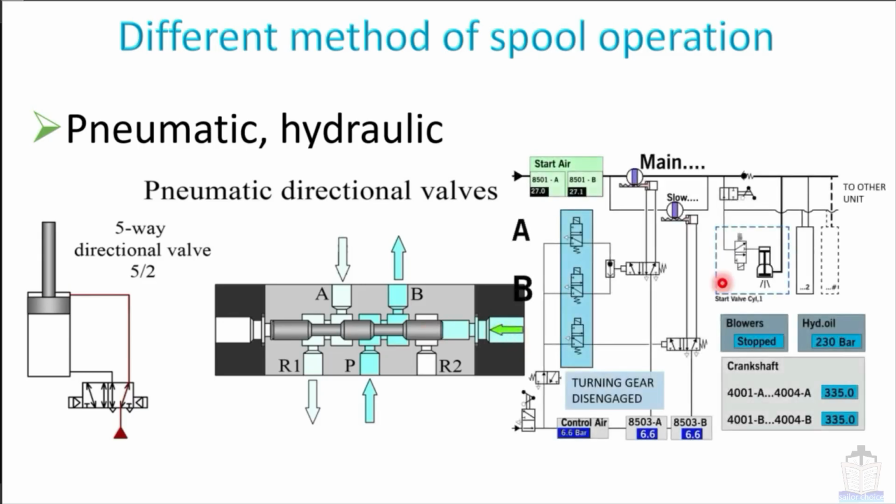This is the picture of the ME engine maneuvering diagram. Here I want to show you that in this maneuvering diagram, some valves are electrically operated and some valves are pneumatically operated. In this valve you can see a tilted line, that means it is electrically operated, whereas this valve is pneumatically operated. Now we have understood why I am discussing the different methods of spool operation, because this is going to help you understand the pneumatic or hydraulic diagram.